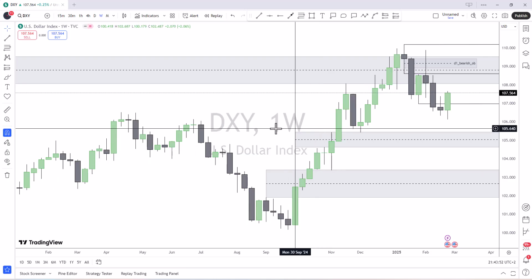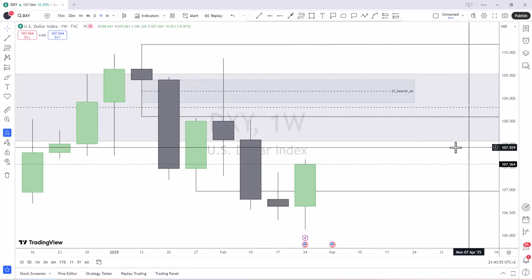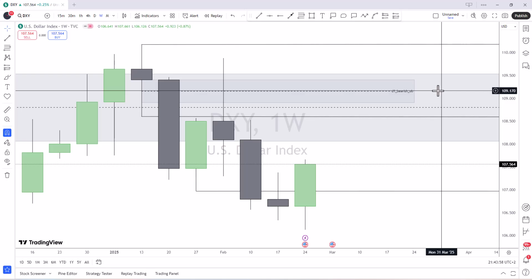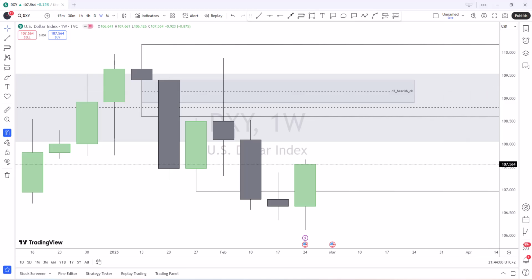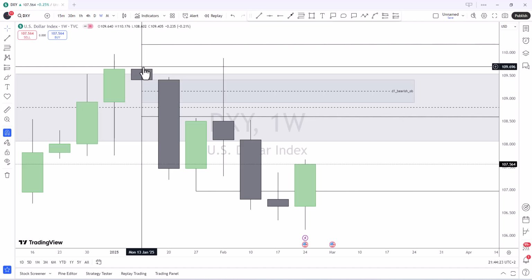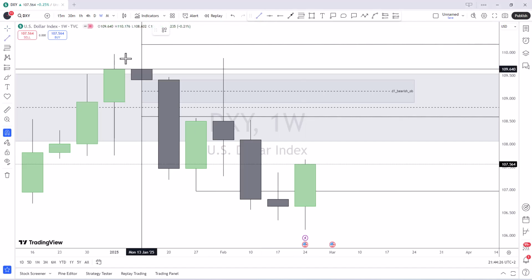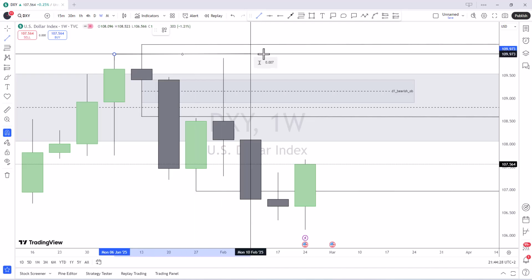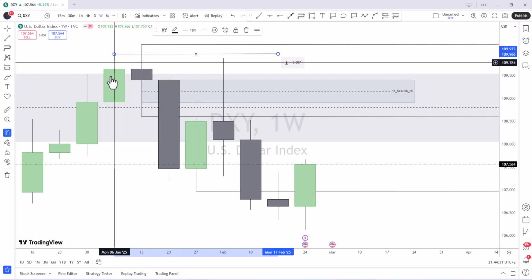So looking at the weekly chart, take note, the big gray shaded area, that's our monthly fair value, where price is finding resistance and pushing to the downside. So the first week of January we had a run of stops. This is basic market structure reading. You see, we had a run of stops above this week here.